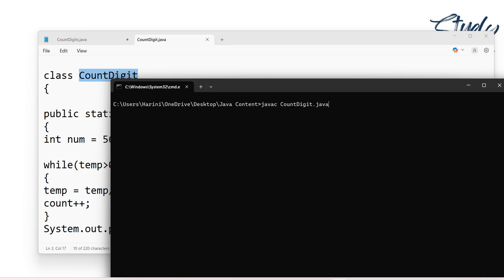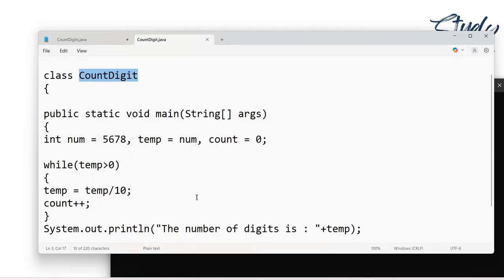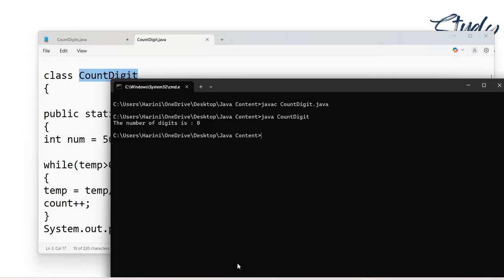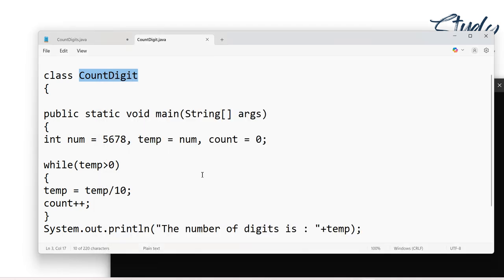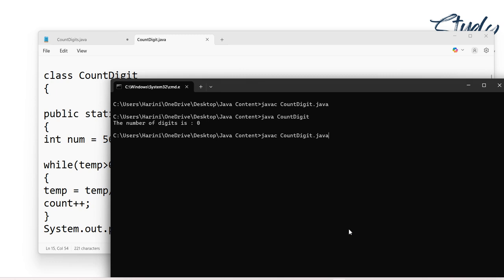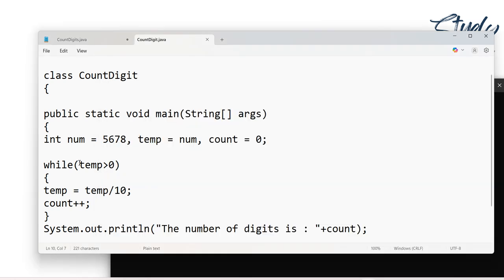Then I'm going to compile now. Successful compilation. So the number of digits is, oh, I'm sorry, I've written temp here, it is count. So every time you make a change, please save it and recompile it. Okay, so the number of digits we now got is 4. So this is the first case scenario where the number is positive.